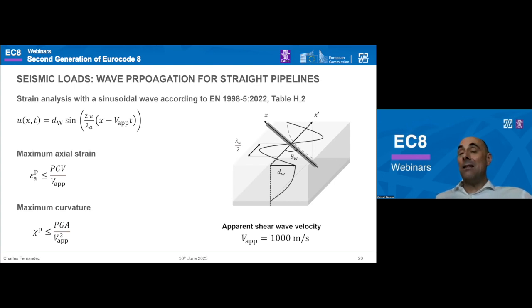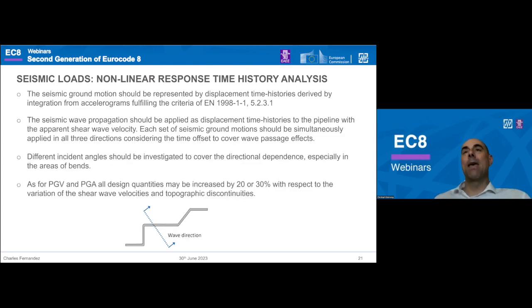And then I can easily calculate the maximum strain and curvature within the straight pipeline, and then I can use the thresholds that are given in the code, and then the verification is rather simple. We are assuming here that the strain of the soil is equal to the strain within the steel pipeline. This is a basic assumption, but it doesn't hurt us, because the verifications are usually fulfilled for straight pipelines, and I really recommend to use these simple formulas.